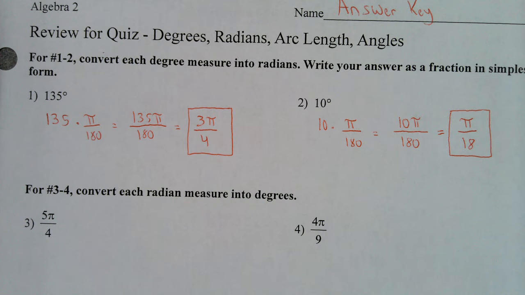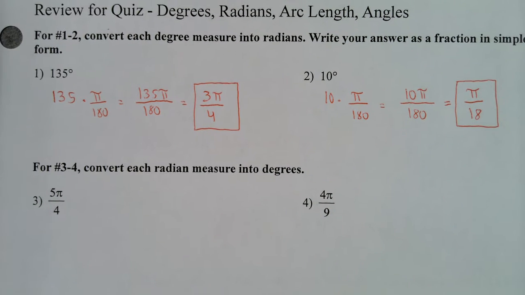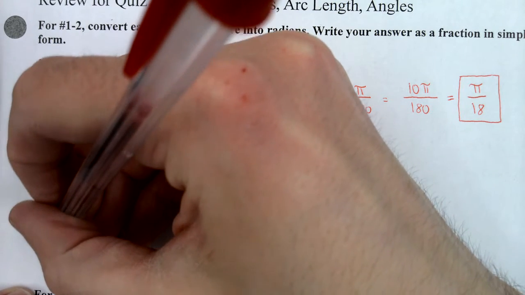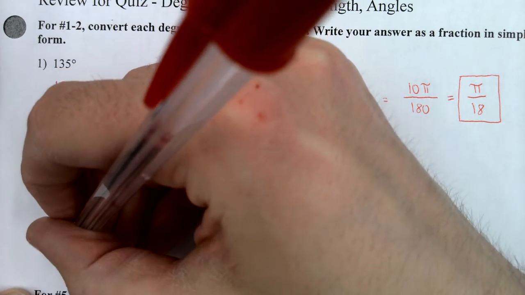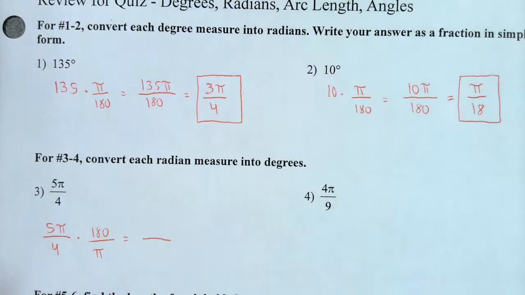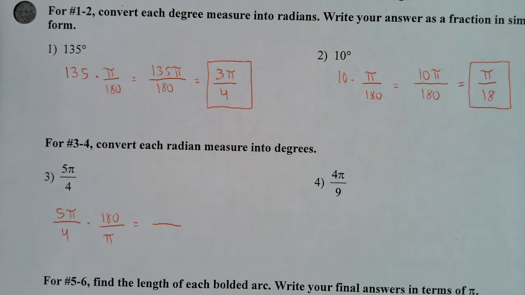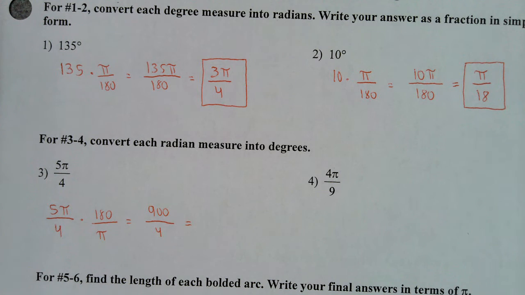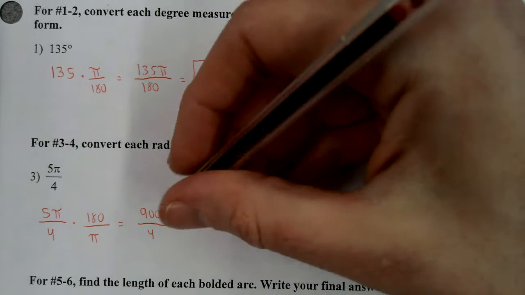Number 3 and number 4 are the opposite direction. Convert each radian measure into degrees. So you're going to do the opposite. You're going to multiply by 180 over pi. Number 3 is on the unit circle, so you may know that one automatically. If not, multiply by 180 over pi. The pi's divide out, and you have 5 times 180 is 900 divided by 4. Simplify that: 225 degrees.